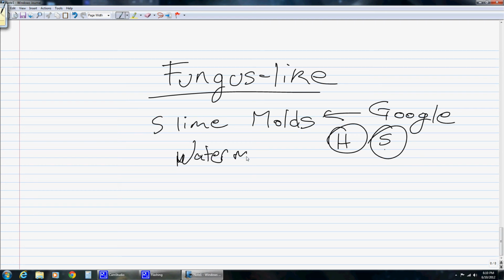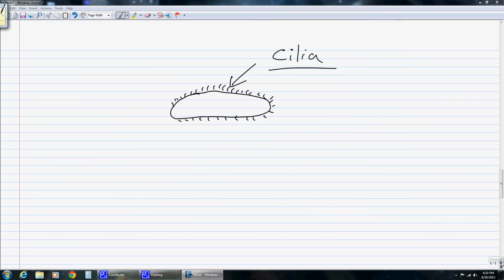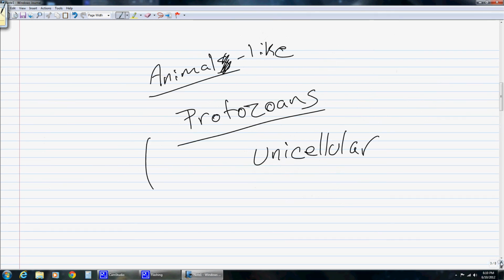We're also going to find water molds and downy mildew. And again, you guessed it, it's just mold that can grow on water, and those ones aren't exactly the funnest to be looking up on Google, but hey, if that's your thing, you go right ahead and do that. But again, that's protists.